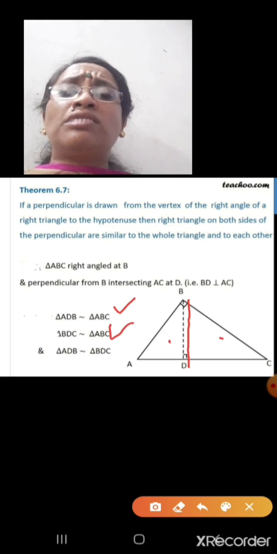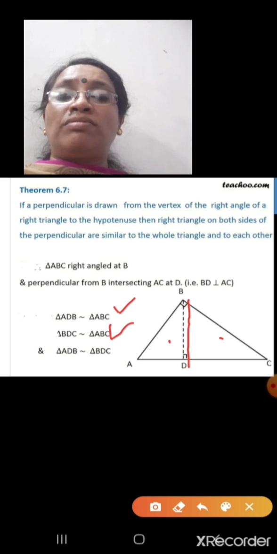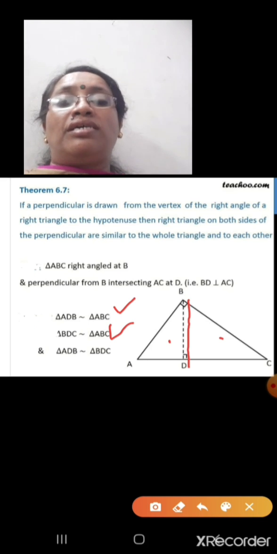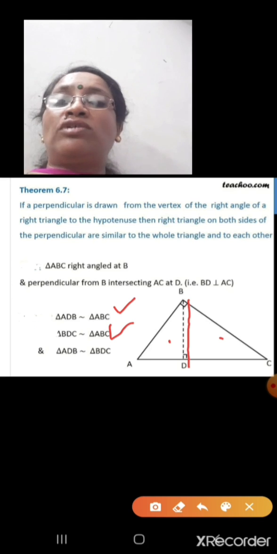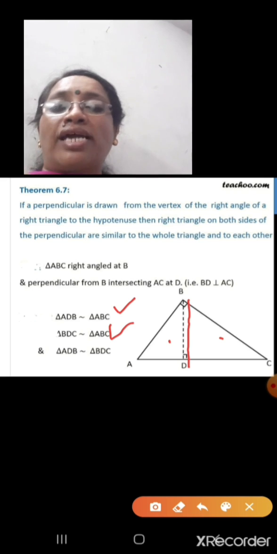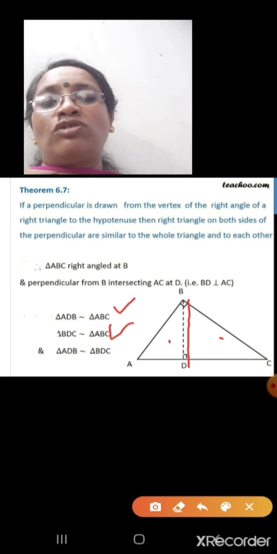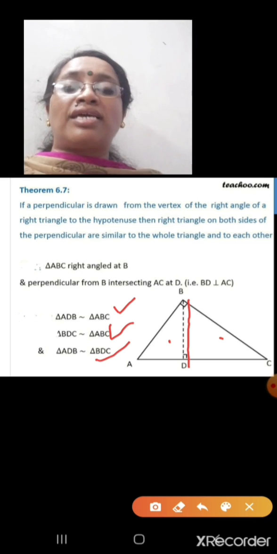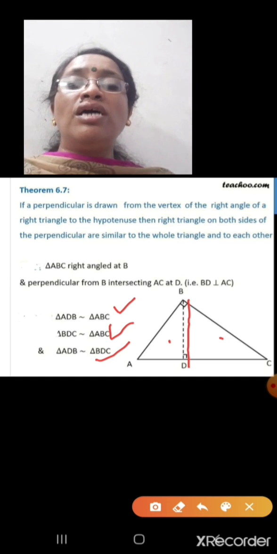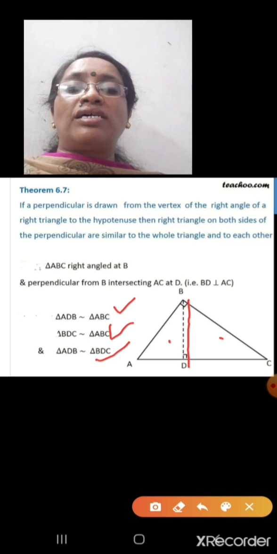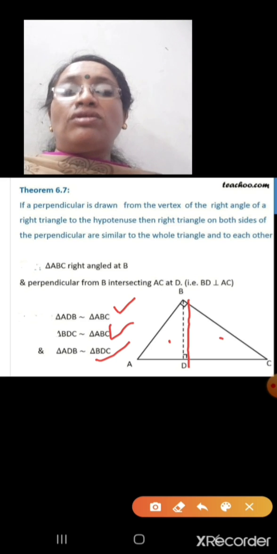And the last part of that theorem, "and to each other." What is meant by that? It means the 2 triangles on the left side and right side of that perpendicular are also similar to each other. That is, ADB is similar to BDC. So these are the 3 similarity conditions you get if a perpendicular is drawn from the vertex of a right angle to the hypotenuse. So this is a theorem.